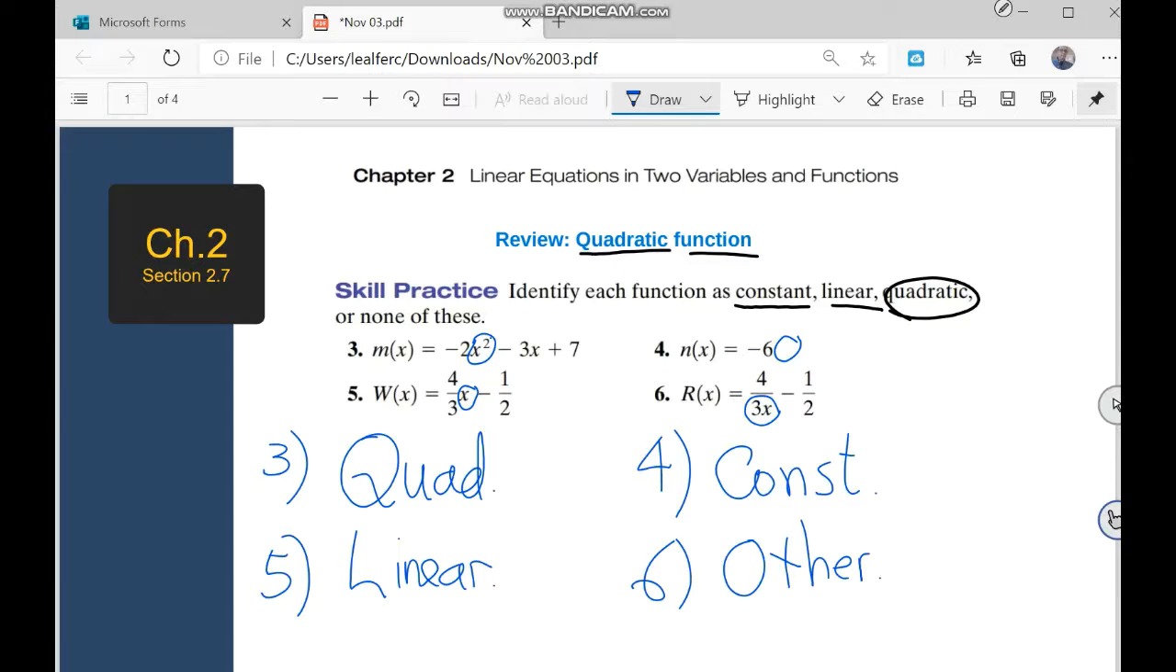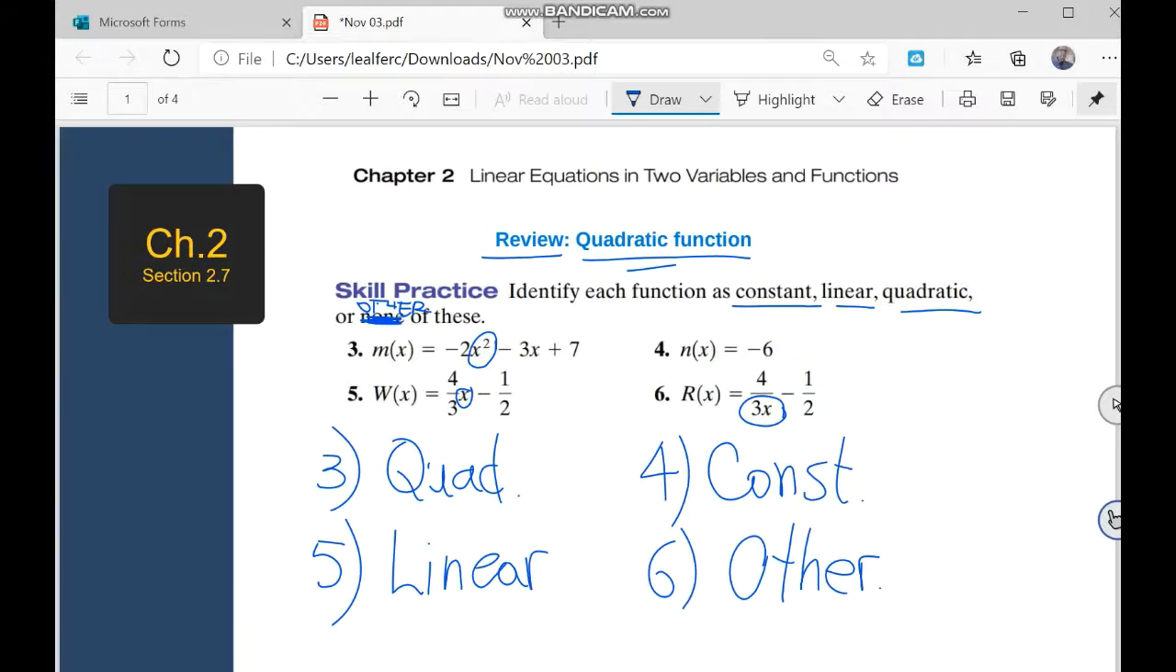Okay? This is how you solve this kind of question. We will have a question like this on the test. We also have a review today on the quiz. So this is pretty straightforward. Just look at the variable. Okay, this is a review. This is how we work these kinds of questions to identify if a function is constant, linear, quadratic, or other. Let's move to the topic of today's class.